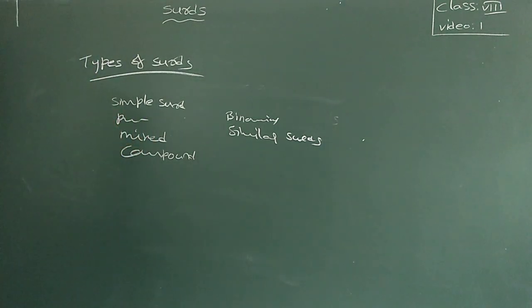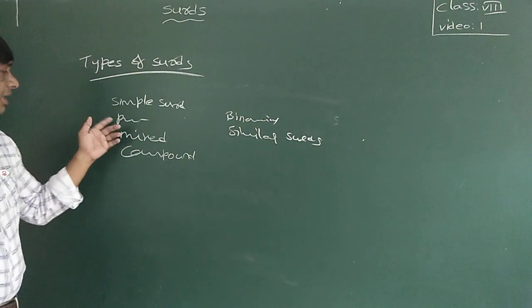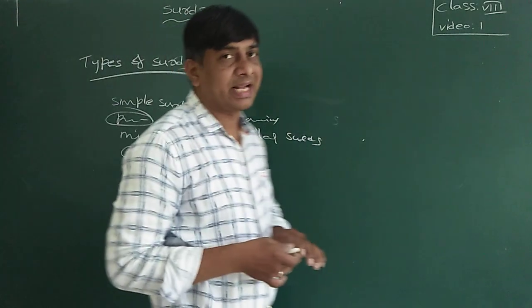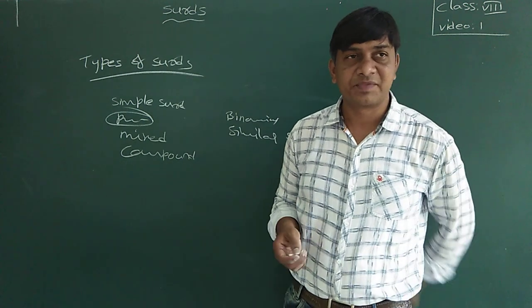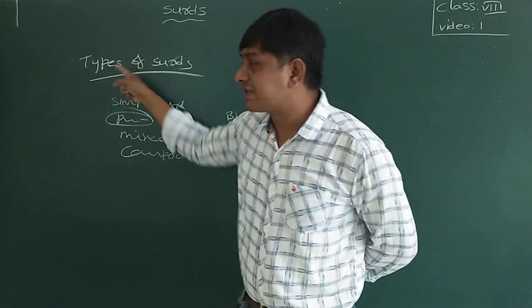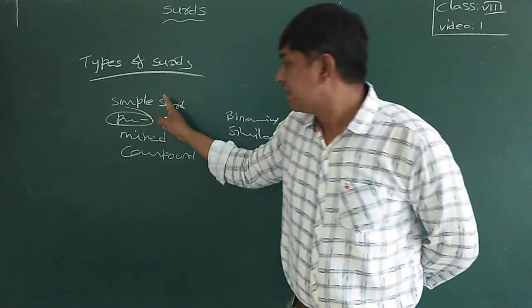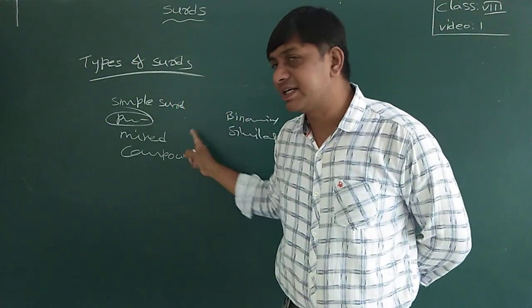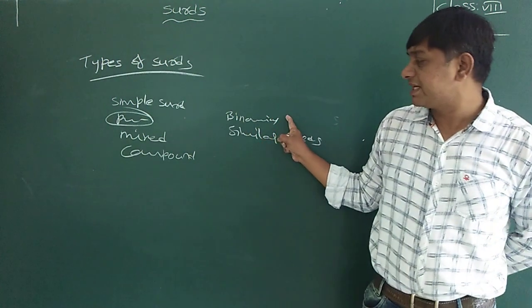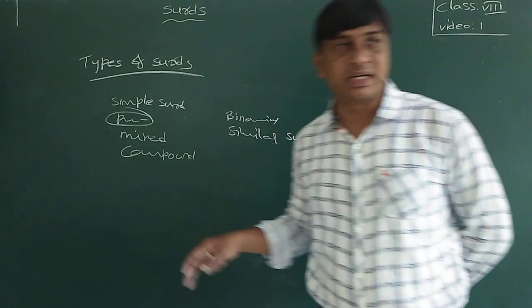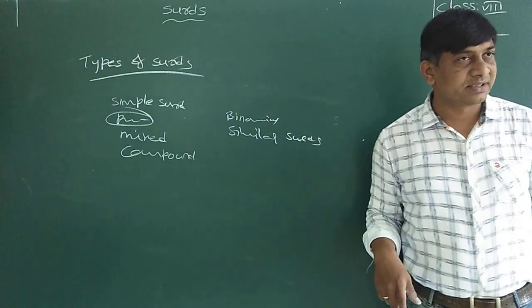In this one only, a mixed surd you will get. This is a simple surd. Here a pure surd is there. These are all different types of surds, which we will discuss in the next class. Am I clear?